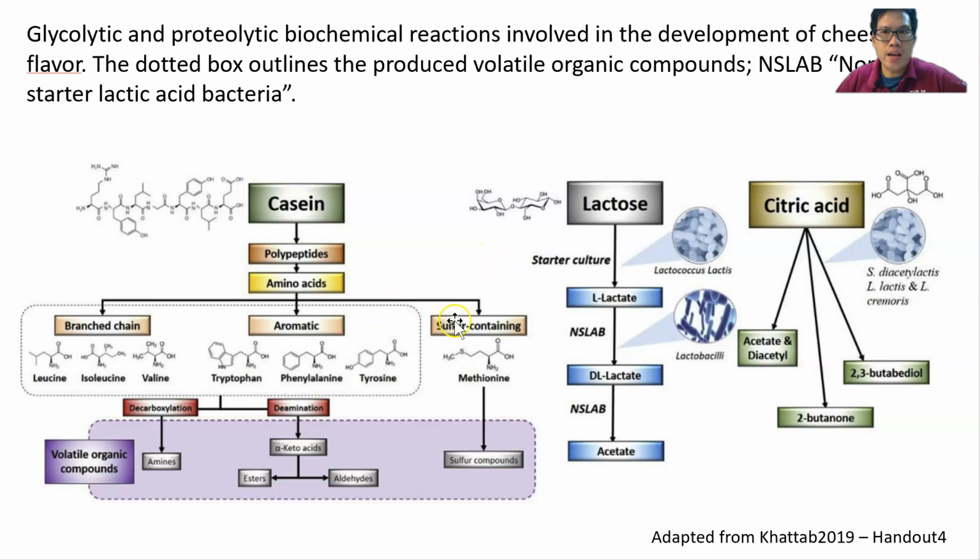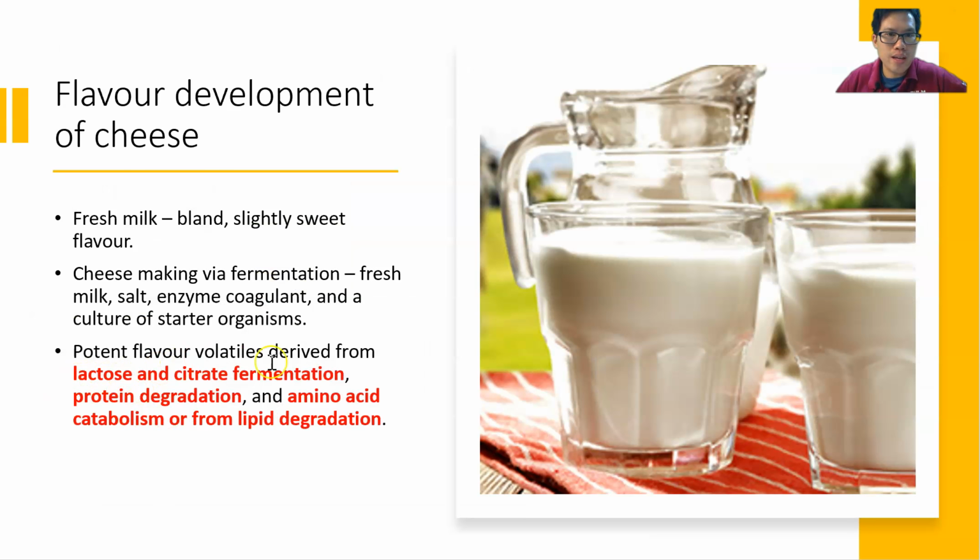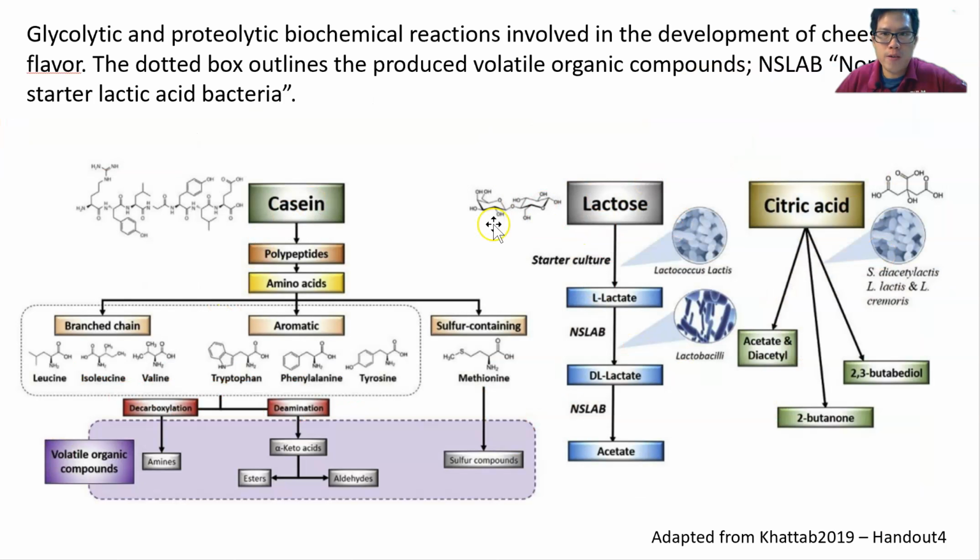So here is the graphic illustration. This one is the glycolytic pathway, or citrate, one of the components produced during that. Citric acid can produce all these flavors. You see here acetaldehyde and so forth. All these can produce different types of flavors. This one is the lactose we have mentioned here. So lactose and citrate fermentations, and here is the protein degradation.